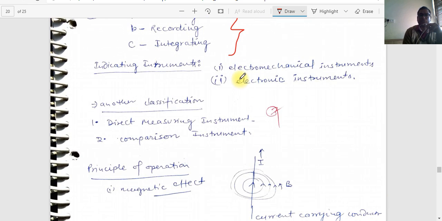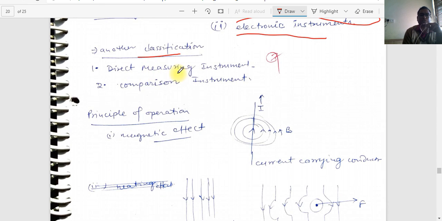Indicating instrument: electromechanical instrument, electronic instrument. Direct measurement instrument, comparison instrument.